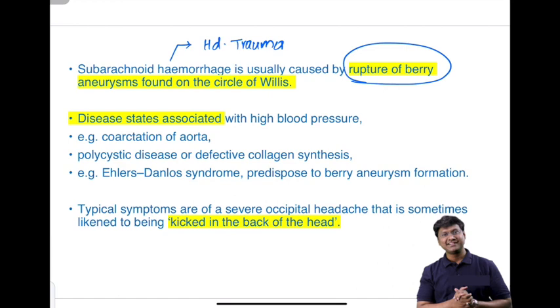Now, there are certain clinical conditions which can predispose an individual to develop berry aneurysms. Mainly connective tissue disorders like Ehlers-Danlos syndrome, and renal pathology like polycystic kidney disease, coarctation of aorta, and disease states associated with high blood pressure. In these scenarios there is a high chance of berry aneurysm, and when it ruptures there is a chance of subarachnoid hemorrhage. And the description of the headache is: kicked in the back of the head.